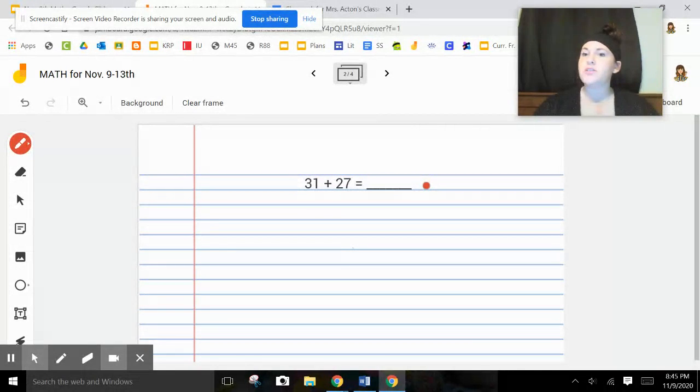So today, you're not having any blocks to add together. You're having an equation that you need to add together. But you are going to create the blocks. So I'm going to show you how. So here is our equation, 31 plus 27.